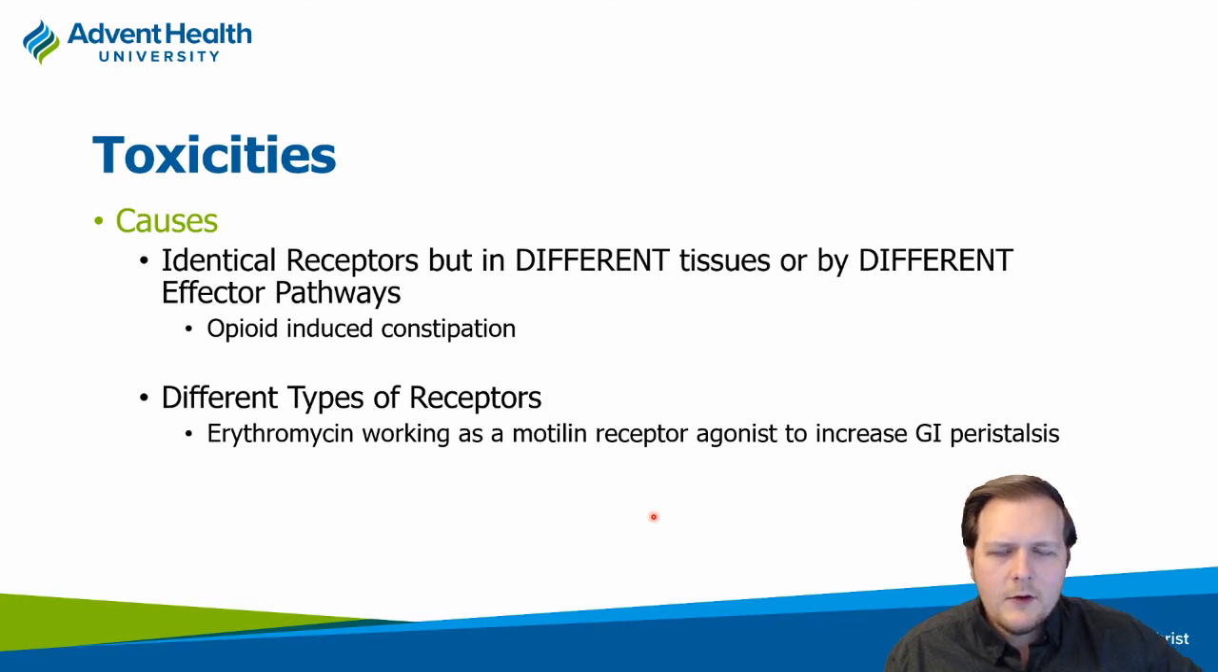And again, remember, in terms of toxicities we see with these patients, some of it may be related to the same mechanism of action of the drug, where identical receptors in different tissues can cause some of these toxicities. So for instance, with opioids, the constipation that happens is through the same receptors that cause analgesia, right? You have opioid receptors in the spinal column and in the brain that help with analgesia, and you have opioid receptors in the GI tract that cause constipation. That's through the same mechanism, the same receptors, just in different types of tissues.